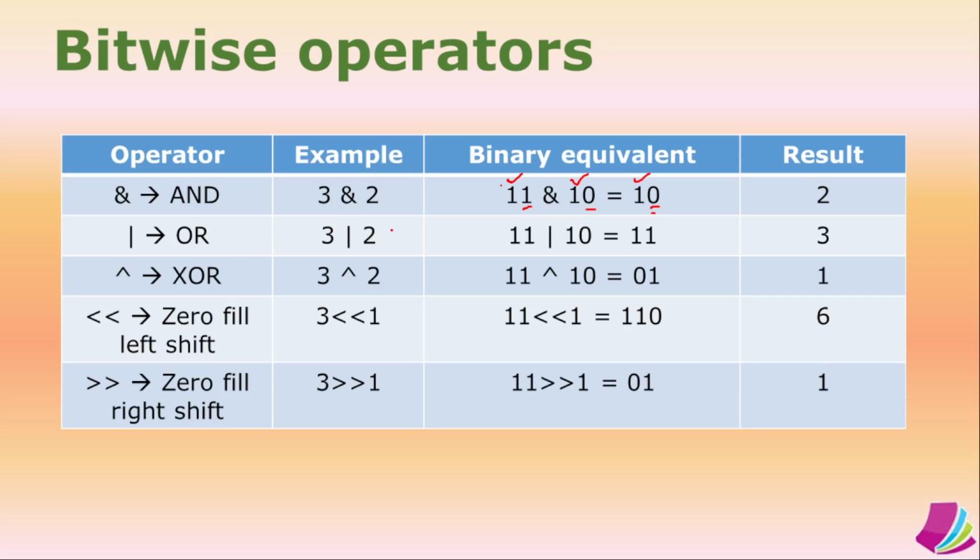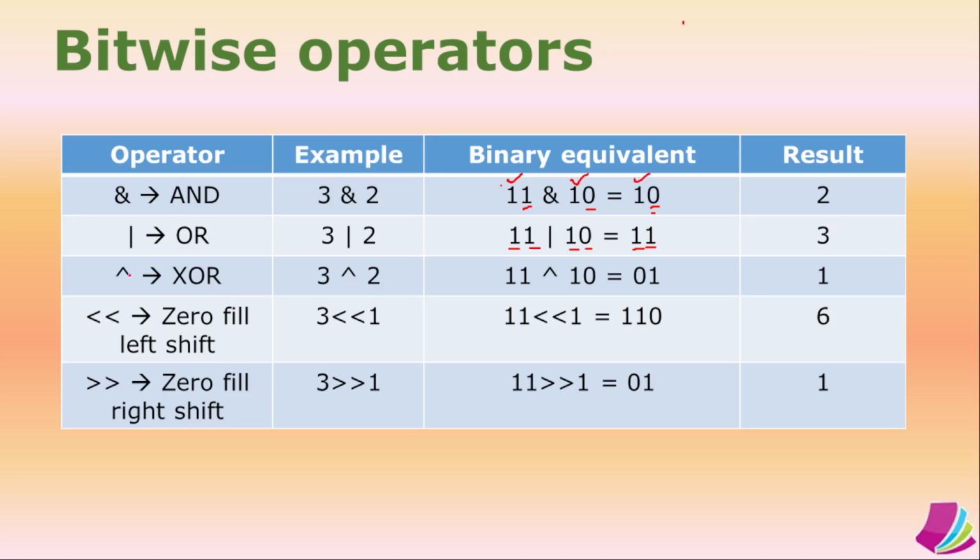Now let us go for OR statement. Same numbers we are repeating: 1 1 and 1 0. What happens with the OR statement? Only when both the inputs are 0, the answer will be 0. Otherwise the answer will be 1. So again if I take LSB, 1 and 0, we are getting one input as 1, so the output will be 1. Then we go for the next bit, 1 and 1. Both inputs are 1, output will be 1. So I am getting the answer as 1 1. So the result will be 3.